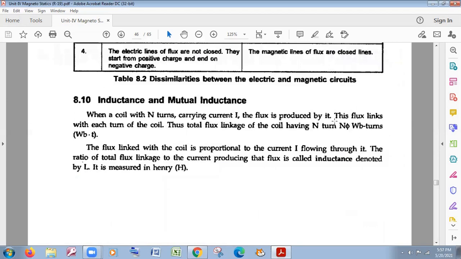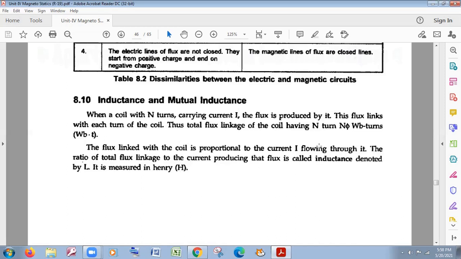In electrostatics, we discussed capacitance. Now in magnetostatics, we discuss inductance. When a coil with N turns carries current, flux is produced by it. This flux links with each turn of the coil, thus the total flux linkage of the coil having N turns is N phi Weber-turns. The flux linked with the coil is proportional to the current flowing through it. The ratio of total flux linkage to the current is called the inductance.